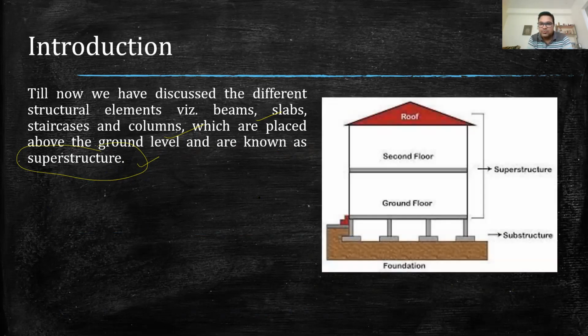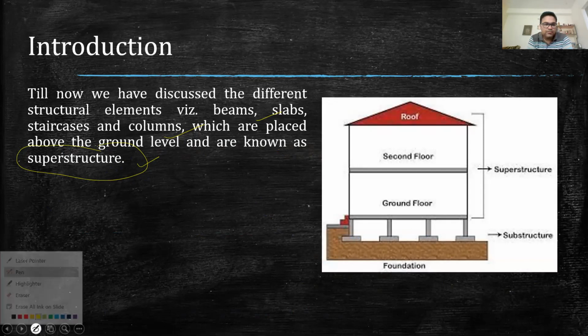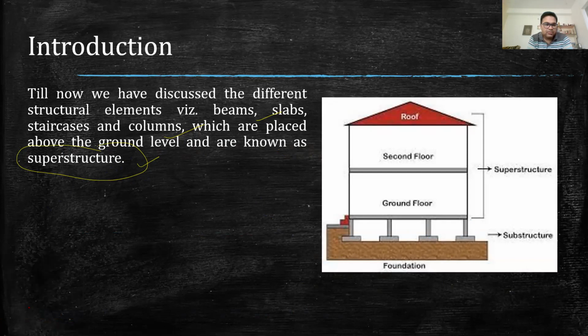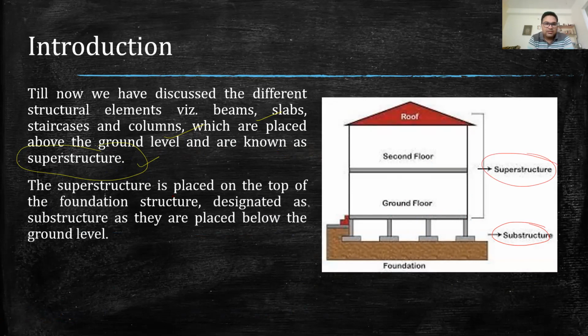So here in this diagram you can see the lower part of the building up to the plinth level is known as the substructure, and the part of building above the plinth level is known as the superstructure. So till now we have designed the elements which were related to the superstructure, and the substructure, which consists of the foundation structure, we are going to cover in this lecture.